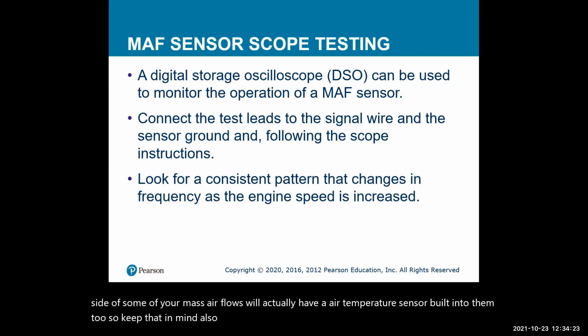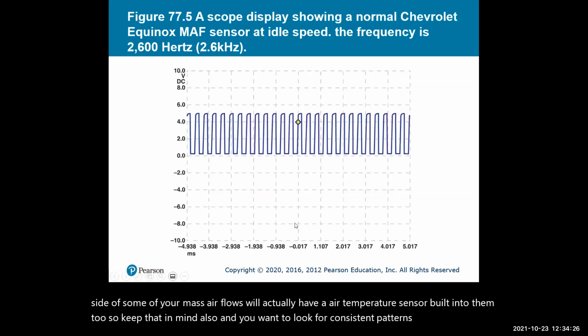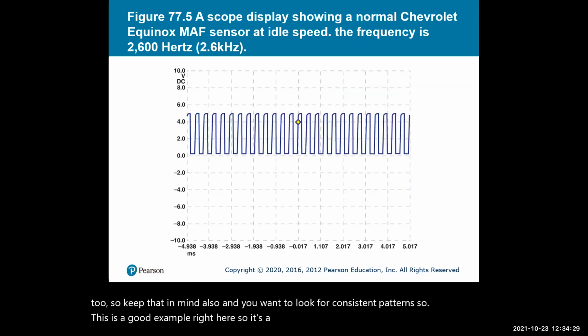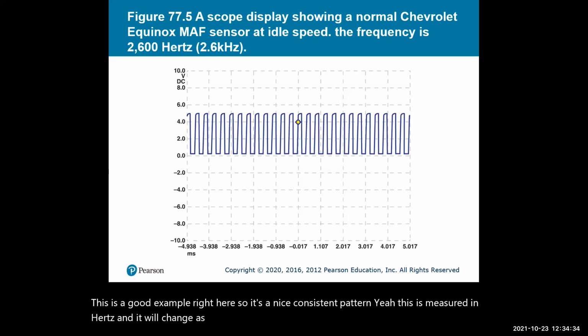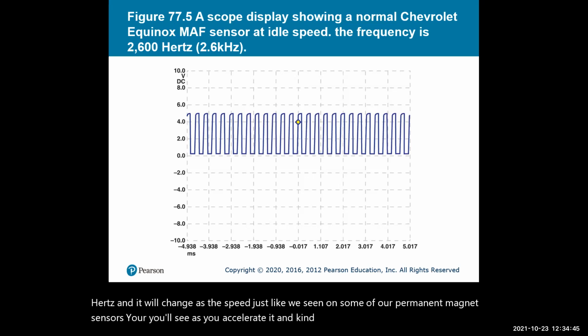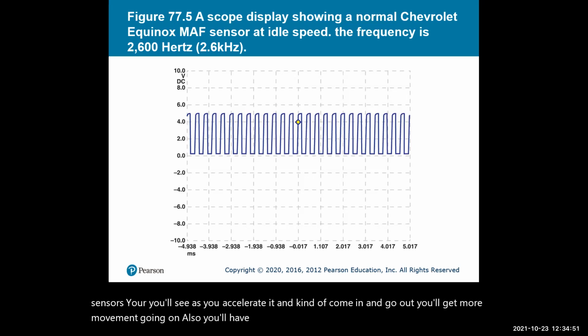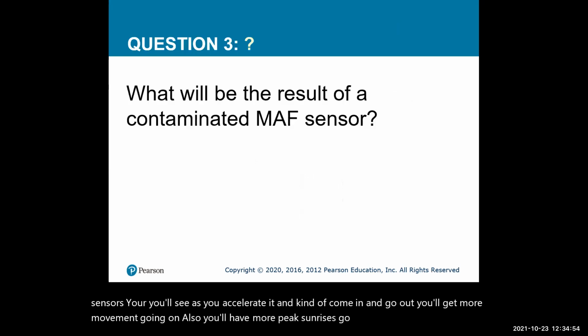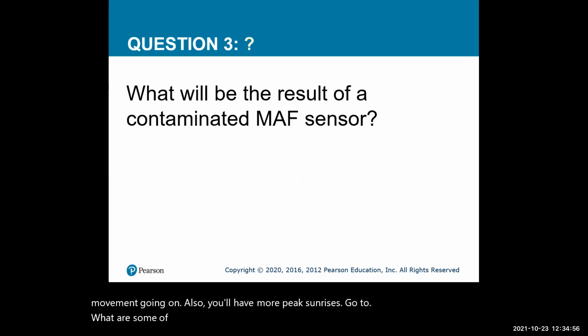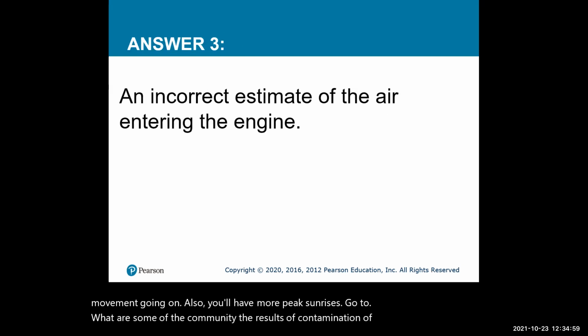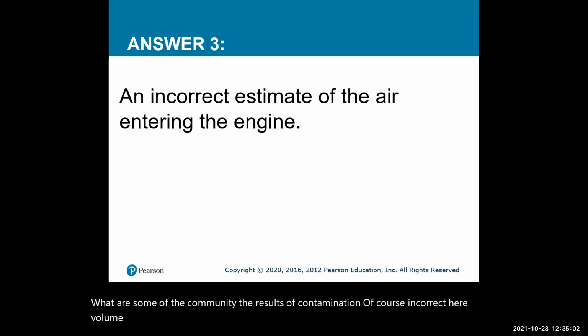You want to look for consistent patterns. This is a good example right here, a nice consistent pattern. Now this is measured in hertz, and it will change as the speed changes, just like we've seen on some of our permanent magnet sensors. As you accelerate, it'll kind of come in and go out. You'll get more movement going on, and you'll have more peaks and rises. What can be the results of contamination? Of course, incorrect air volume entering, and it underestimates it.